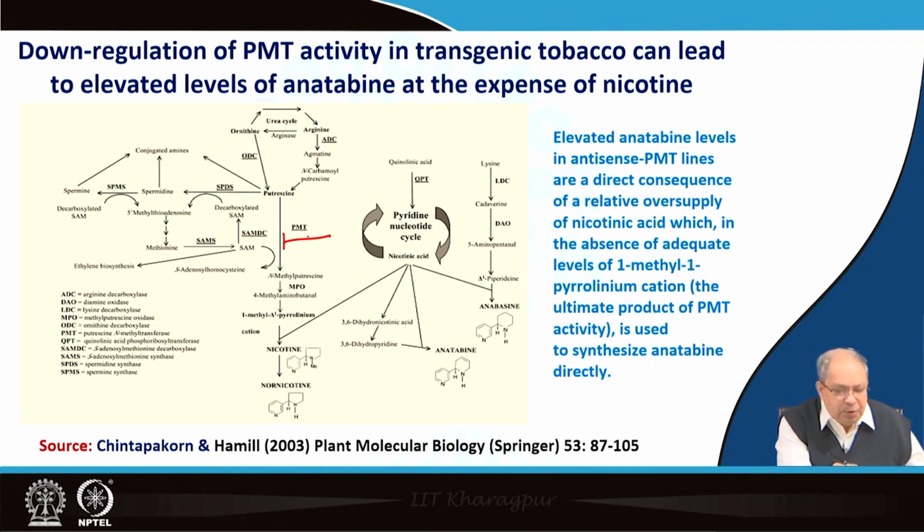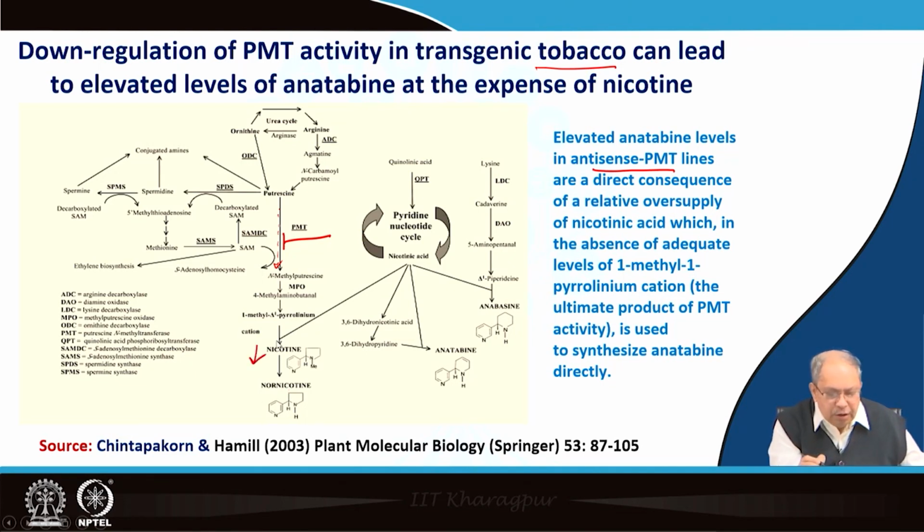So, PMT converts putrescine to N-methyl putrescine in the tobacco plant. In the tobacco plant they use an antisense approach. With antisense expression of PMT, what will happen is that it will disrupt the function of PMT. So, there will be less formation of N-methyl putrescine, and if it is so, then the nicotine production will get affected, because it is tobacco.